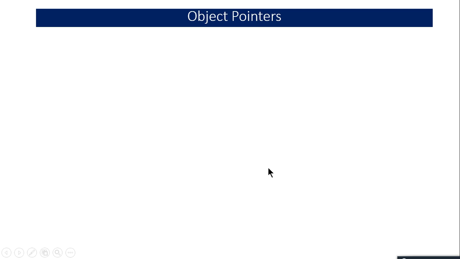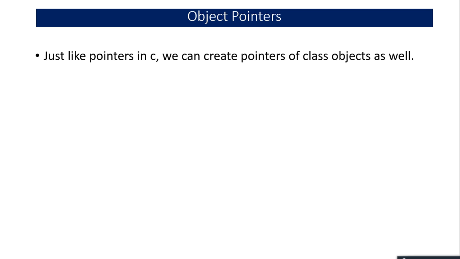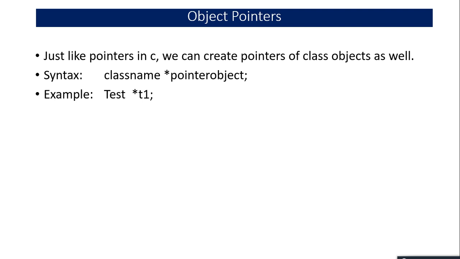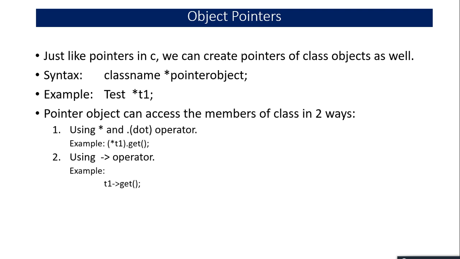Now, just like a pointer of int, char or float data type, that is a basic data type, we can create a pointer of a user defined data type, classes and objects as well. Just like pointers in C, we can create pointers of class objects. We just have to use the star operator in the declaration of our object. So this is the example. If you have a class test, then you can create a pointer of test using the test star keyword.